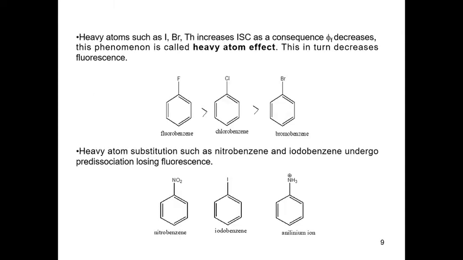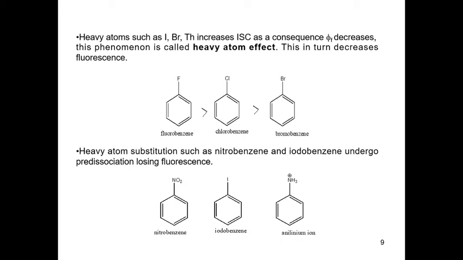Now when I see these structures, if there are heavy atoms such as iodine, bromine, chlorine, then intersystem crossing takes place. As a consequence, fluorescence decreases. Now this particular phenomenon is called the heavy atom effect. This in turn decreases the fluorescence. That means if there is a heavy atom effect, obviously there may be a presence of phosphorescence and the fluorescence may decrease. Now the influence of a halogen substitution decreases fluorescence as the molar mass of the halogen increases.